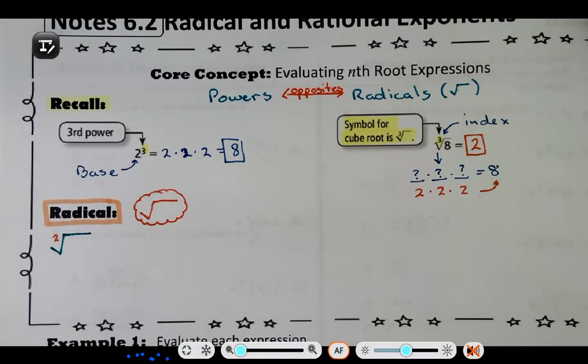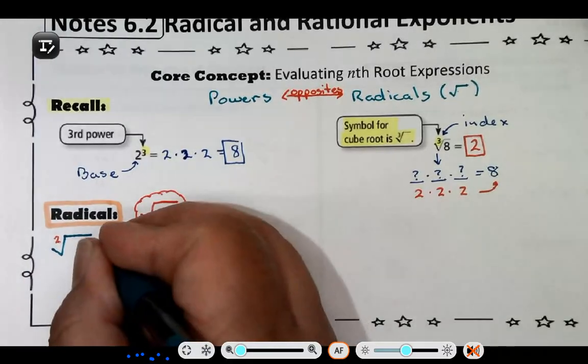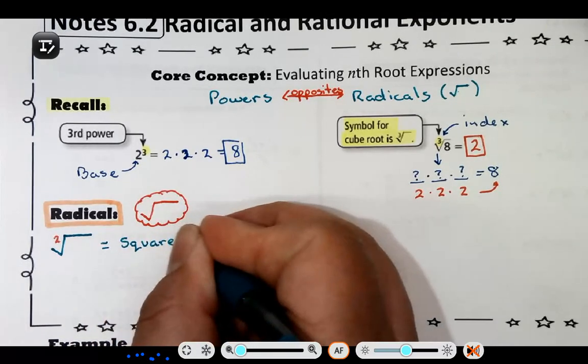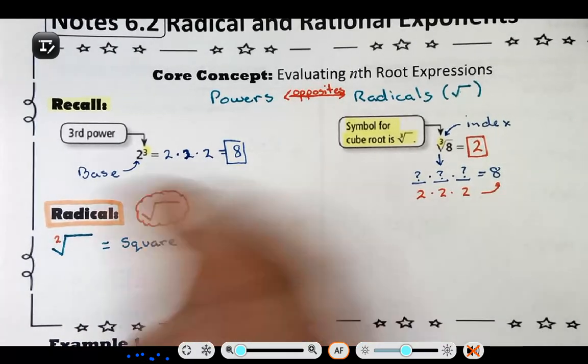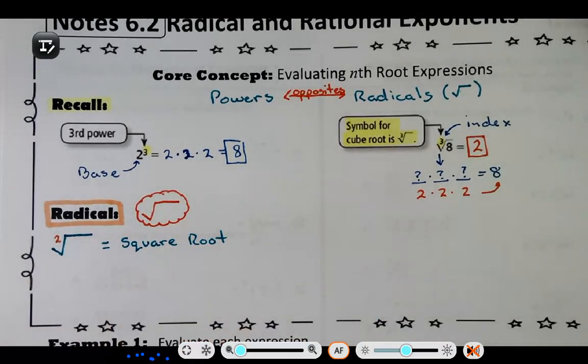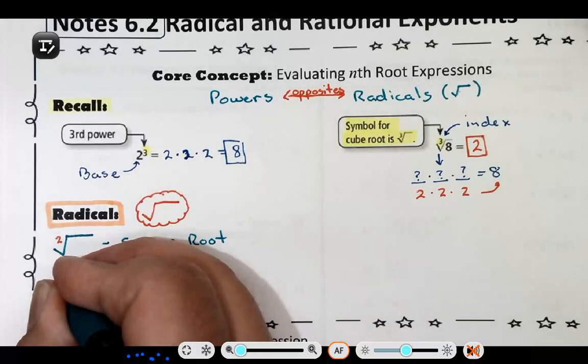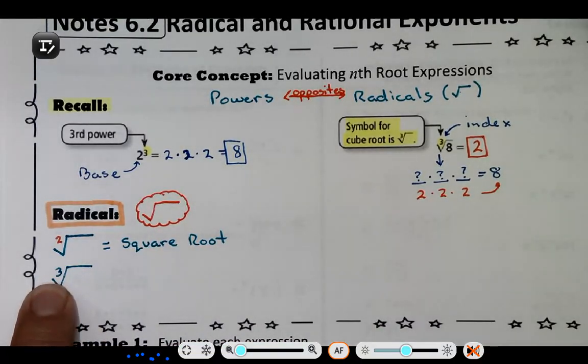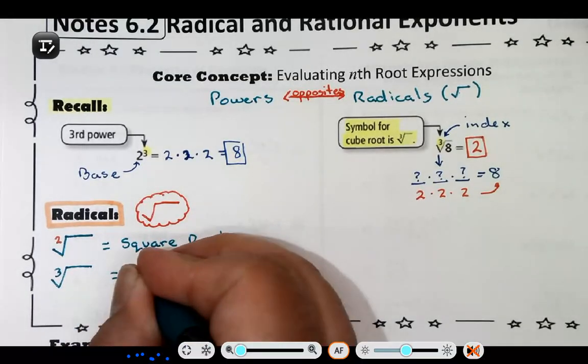But when we have an invisible 2, yes, we call this a square root, because of the 2, so it's a square, right? A power of 2 is called a square. If we have, just like this example over here on the side, if we have a 3 as our index, remember this is what we call the index there. If we have a 3, we can call it a cube root.